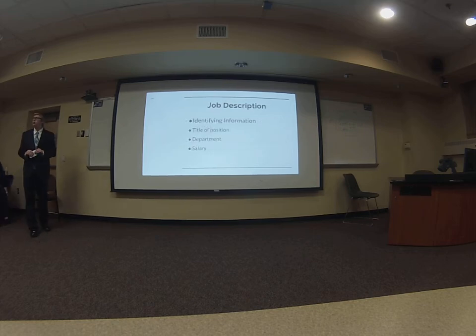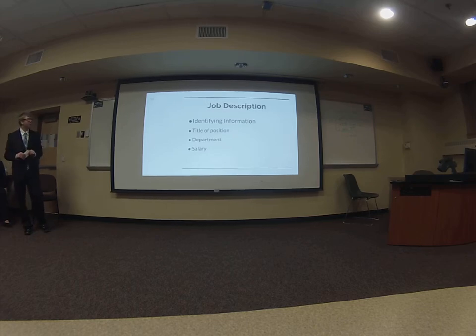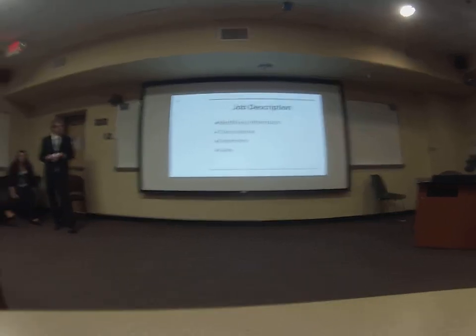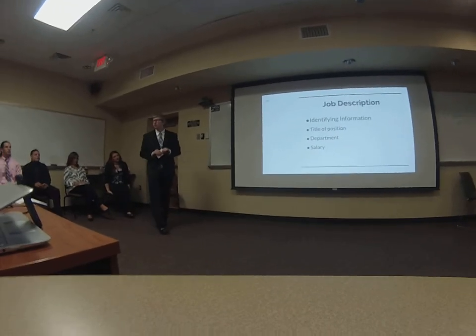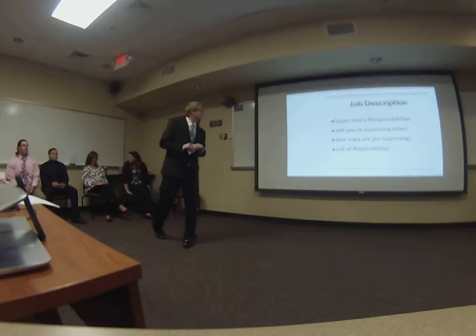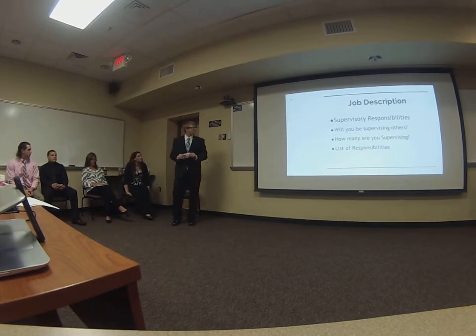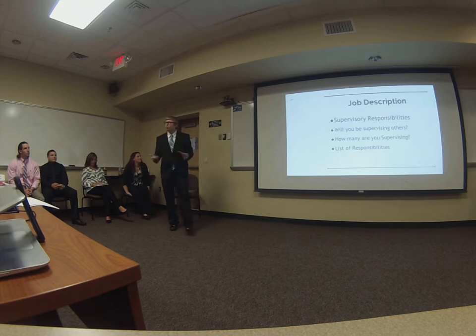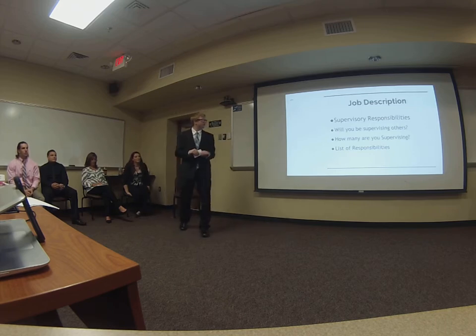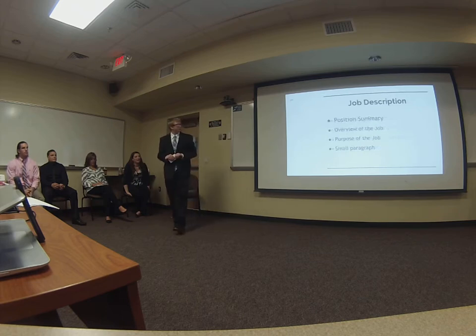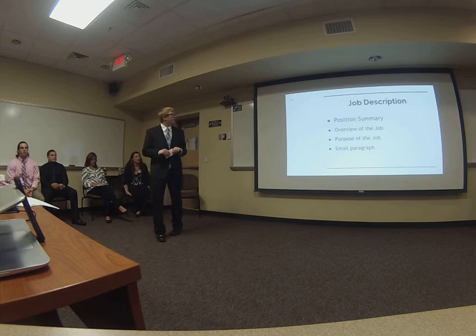To start off a job description, we look into the identifying information. That's the first thing that's going to pop up when you're looking at one. It discusses the title of the position you're going to be applying for, the department it's for, as well as the salary that you'll be making. Next up, below that, would be the supervisory responsibilities. So if you will be supervising anybody, this will be the part that will say that. So will you be supervising others? If so, how many will you be supervising? And there'll be a list of responsibilities below that.